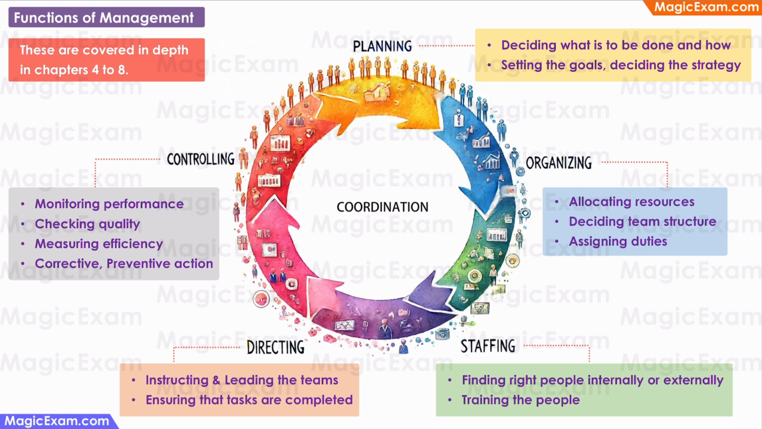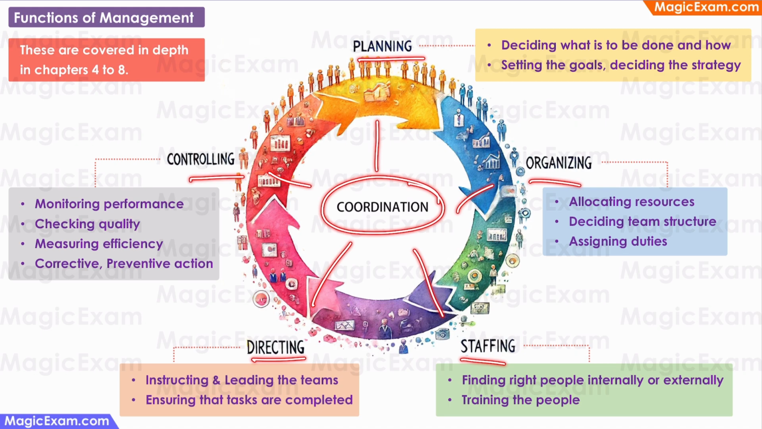In large companies, there may be different teams performing different parts of the same function. For example, within control itself, there may be a production control team, there may be a finance control team. All of these different functions and these different teams are linked together through coordination. So next, we will look at coordination in detail.